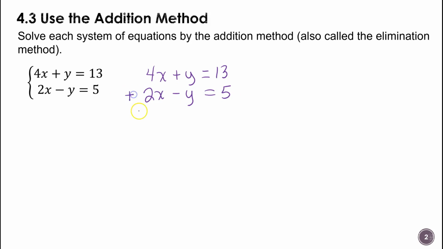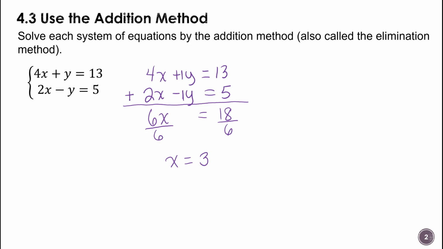Now I'm going to add them together. Notice I have a 1y, right? And a negative 1y. When I add those together, it will be 0. So 4x and 2x is 6x. The y's give me just a 0, which is the whole point of this. And that's equal to 18. Right, I added the 13 and the 5. Divide by 6, and we find that x equals 3.